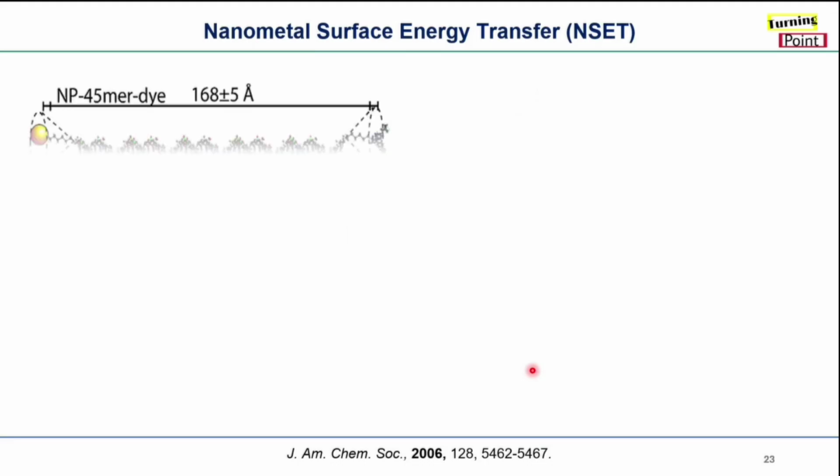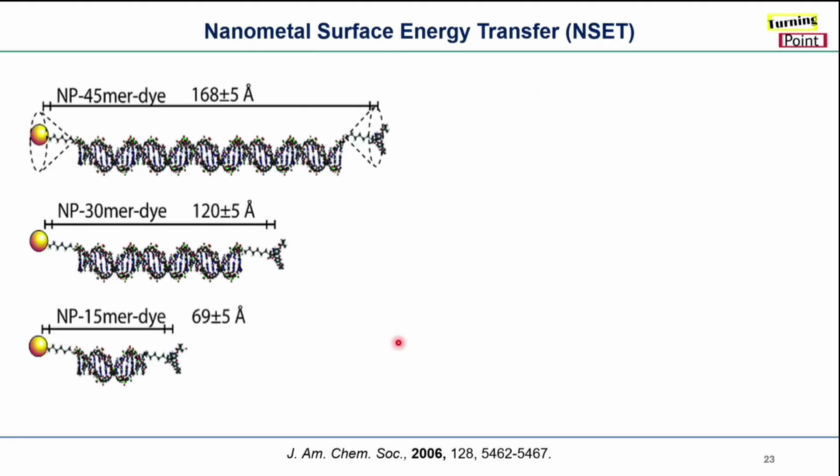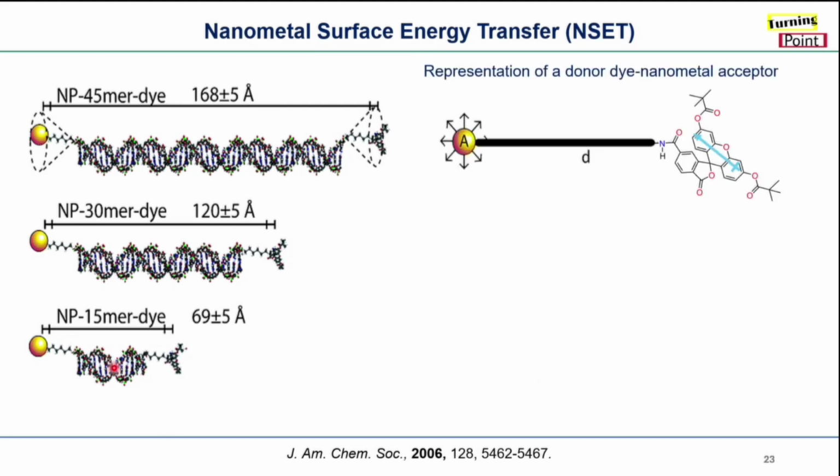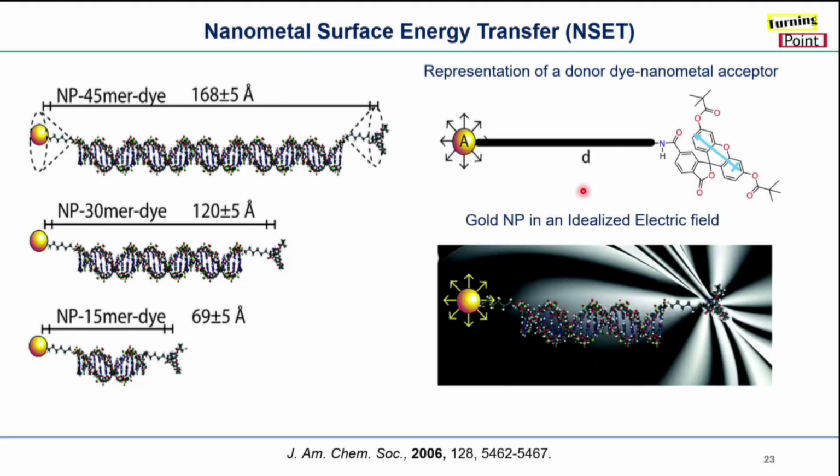And here we can see the schematic representation of these gold nanoparticles and the dye molecule attached to the double-stranded DNA. On the right side, a simplified model shows a donor interacting with a nanometal acceptor over a distance of separation d. And as previously discussed, in case of resonance energy transfer, the energy transfer happens from the donor to the acceptor molecule through a dipole-dipole interaction. But in case of nanosurface energy transfer, the energy transfer happens from the donor to the metal nanoparticle through dipole-metal surface interactions.